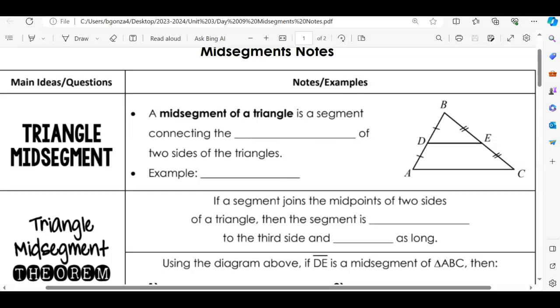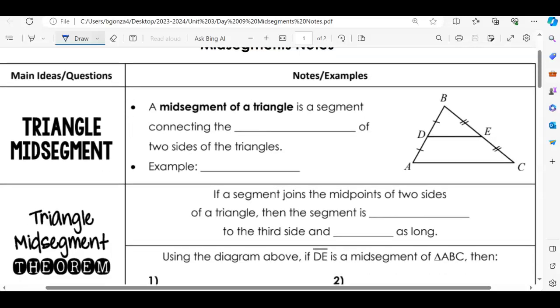Triangle mid-segment. This is new for today. A mid-segment of a triangle is a segment connecting the midpoints. In this picture, I know these are midpoints because of those tick marks. So look right here. This tick mark and this tick mark let me know those are perfect halves. So that means D has to be a midpoint. On the other side, two tick marks. That means that E is right in the middle. It has to be a midpoint.